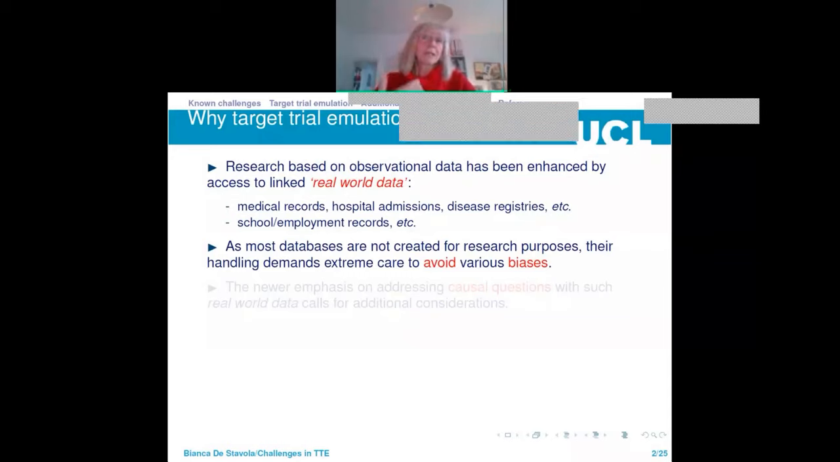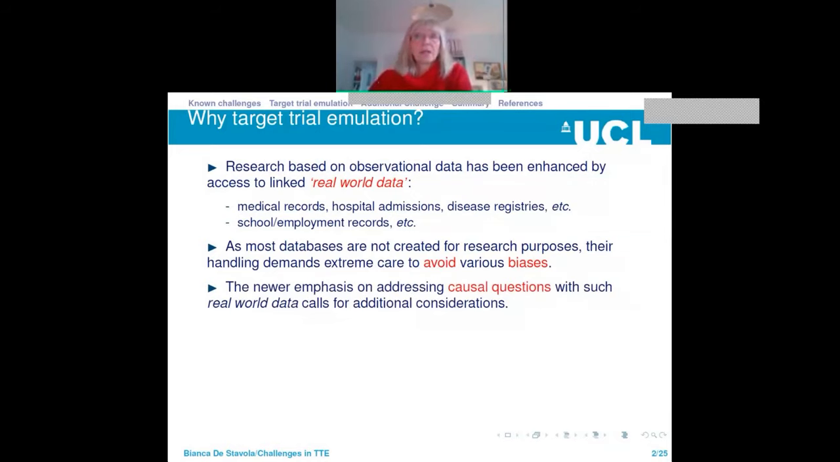But on top of that, these are not just observational data sources, they are administrative and therefore suffer from potentially greater sources of selection bias, missing data, measurement error, etc. But the access to this data has also pushed more people to try to answer intervention questions or causal questions.